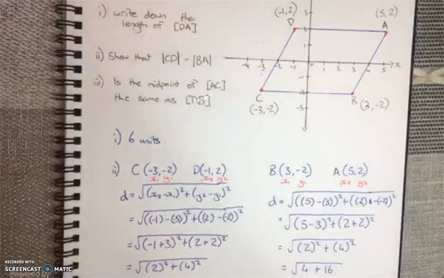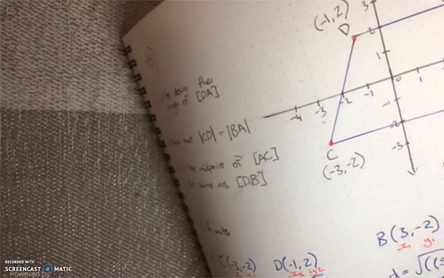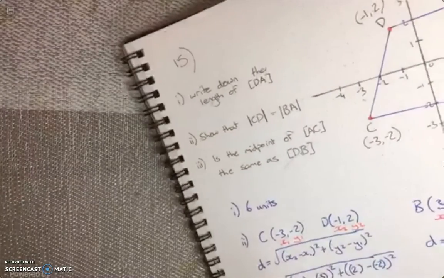So my AC, so A is the point 5, 2. So just give me a second. A is the point 5, 2. And C is the point minus 3, minus 2. And then DB, so D is the point minus 1, 2, and B is the point 3, minus 2.